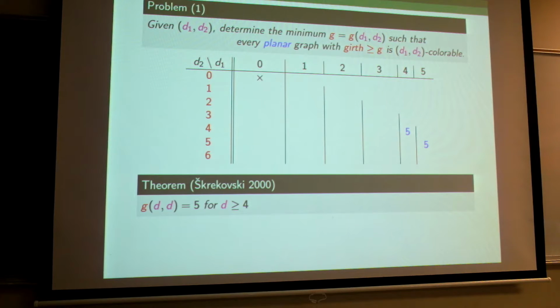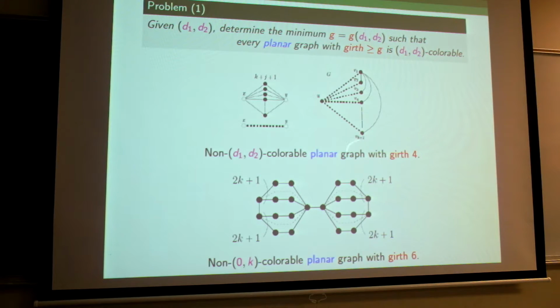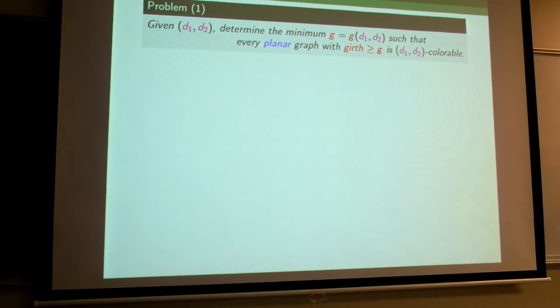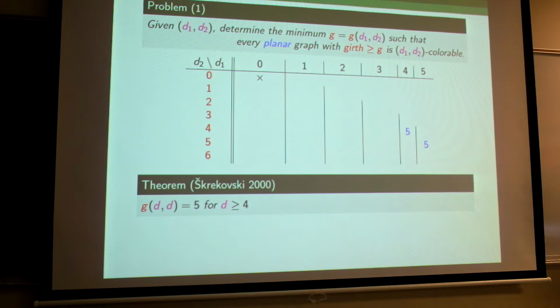So of course there are some results known, actually a lot of results known. So in 2000, Skrekovski proved that if you let the two numbers be the same, then the minimum girth condition that guarantees your planar graph is this DD colorable is 5. And this is tight because this example was girth 4. So you know there's a graph that doesn't work when it's girth 4. So basically Skrekovski proved for girth 5 it works. Therefore this threshold is tight.